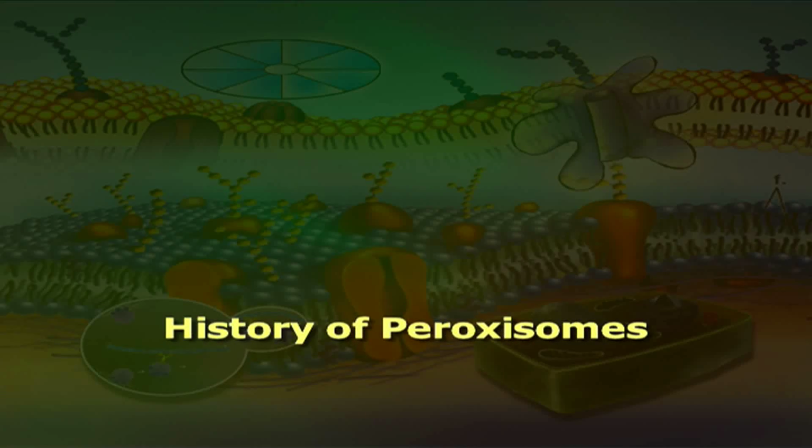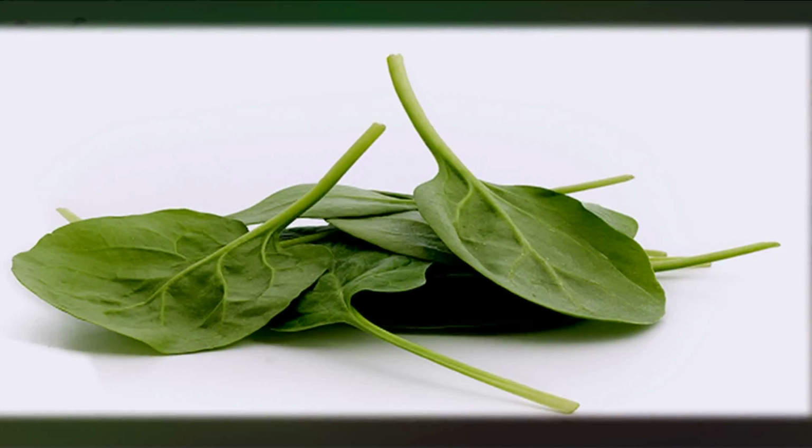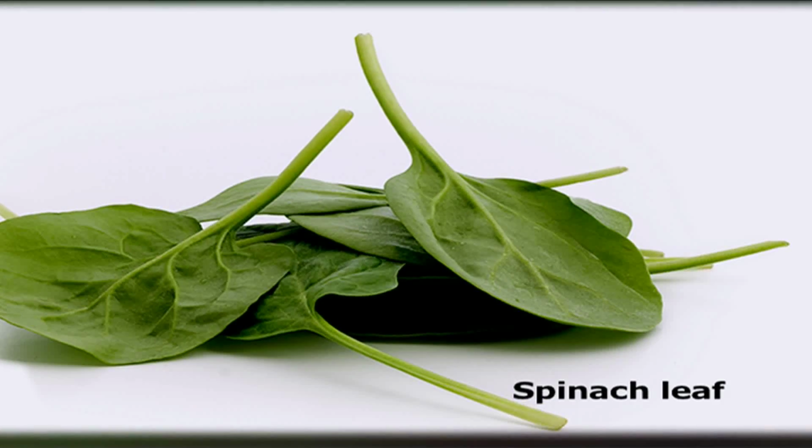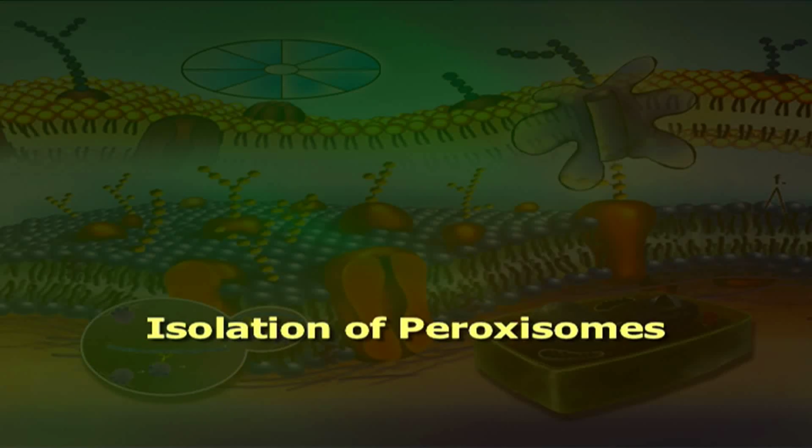Let us have a look at the history of peroxisomes. C.D. Dewey and P. Bauduin in the year 1966 termed peroxisomes for the microbodies of mammalian systems and also studied their structure and function in detail. Leaf peroxisome was first isolated from spinach leaf homogenate from mesophyll cells by Tolbert et al. in the year 1968.